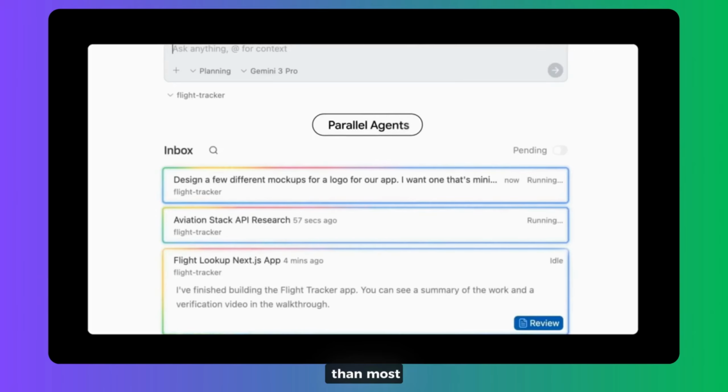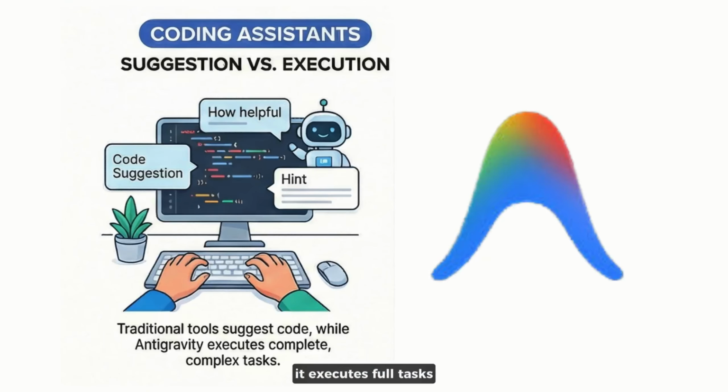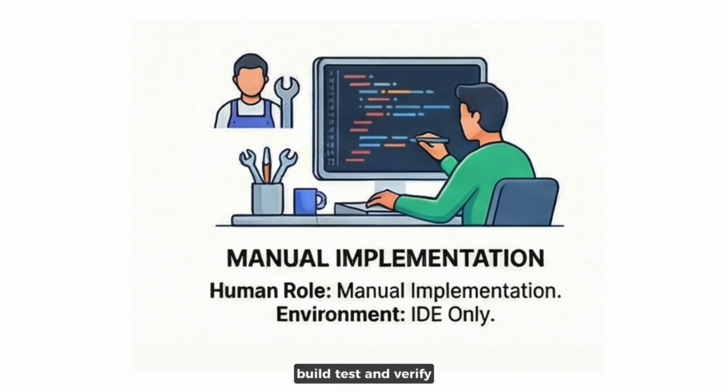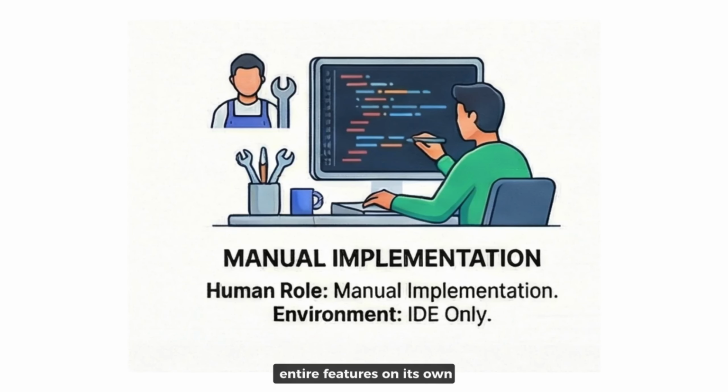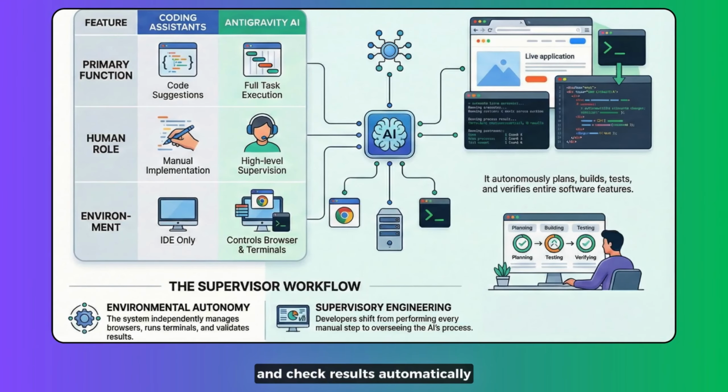Anti-gravity is better than most vibe coding tools because it doesn't just assist, it executes full tasks. Tools like Cursor mainly suggest code while you work, but anti-gravity can plan, build, test, and verify entire features on its own. It can control the browser, run terminals, and check results automatically. You supervise the process instead of doing every step manually. That level of autonomy makes it closer to an AI developer than a simple coding assistant.